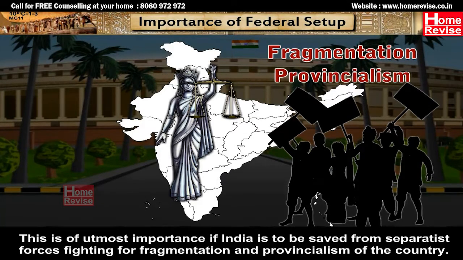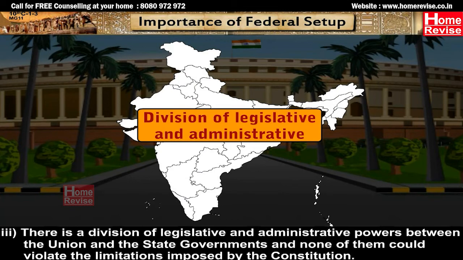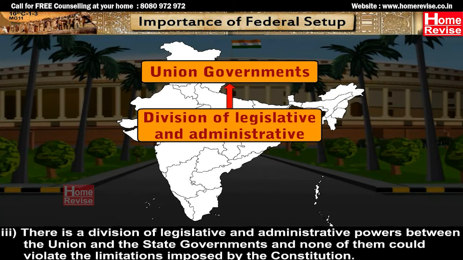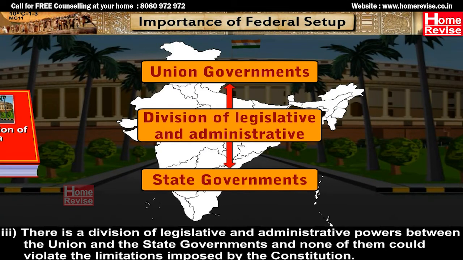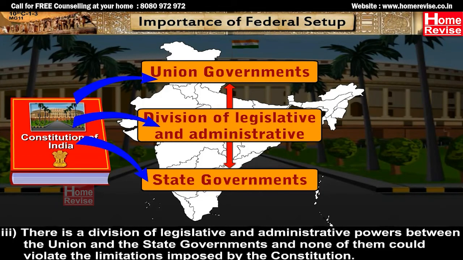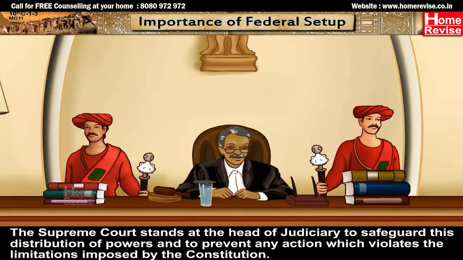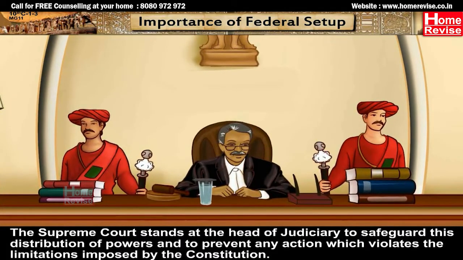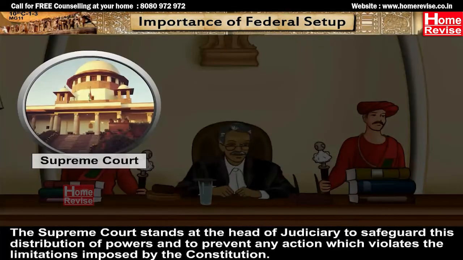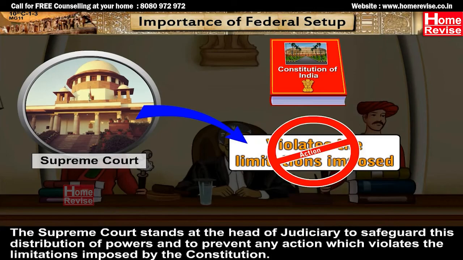Third, there is a division of legislative and administrative powers between the union and the state governments, and none of them could violate the limitations imposed by the Constitution. The Supreme Court stands at the head of judiciary to safeguard this distribution of powers and to prevent any action which violates the limitations imposed by the Constitution.